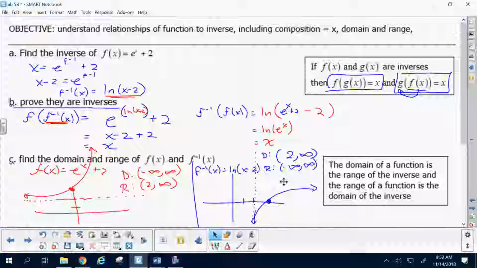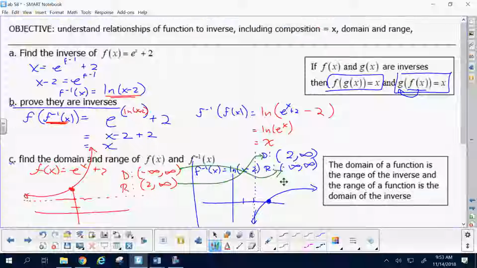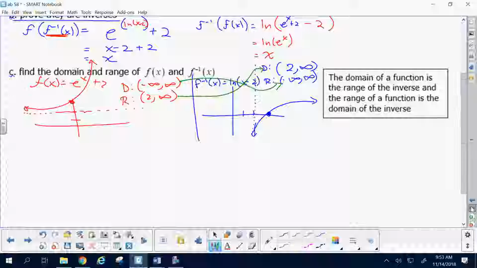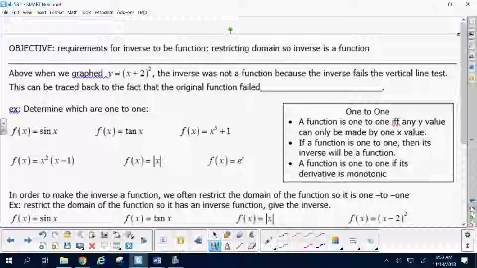Obviously, then you can see that the domain of the original becomes the range of the inverse. And that makes sense because x and y got switched. And the range of the original becomes the domain of the inverse. Okay? Moving on. Is this matching what you have?